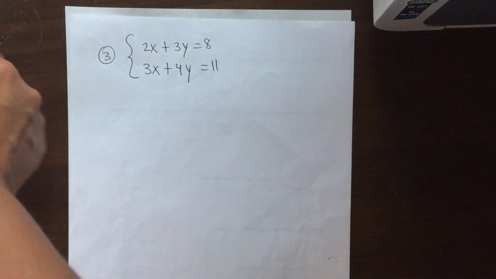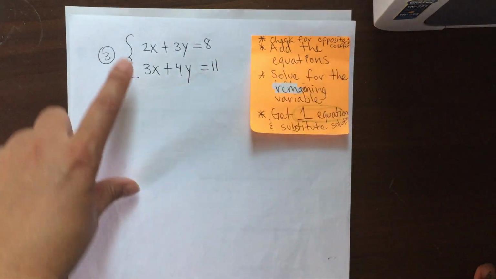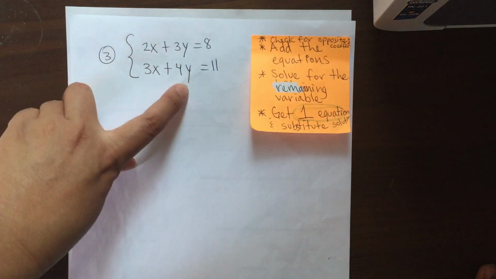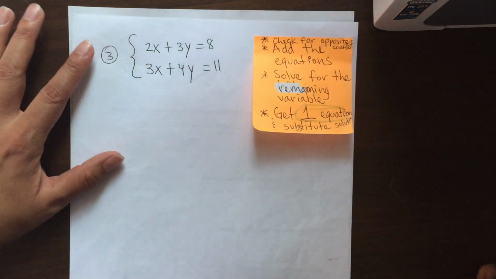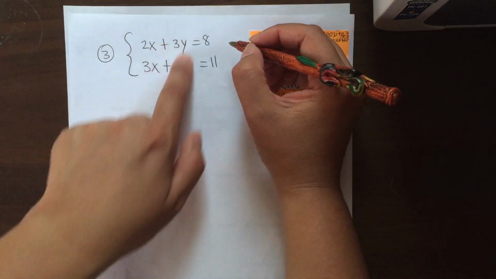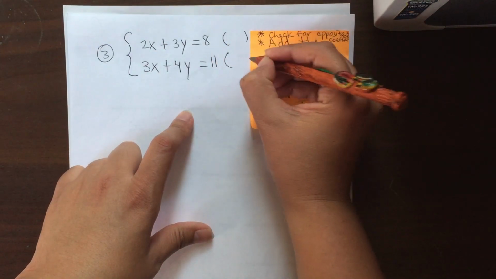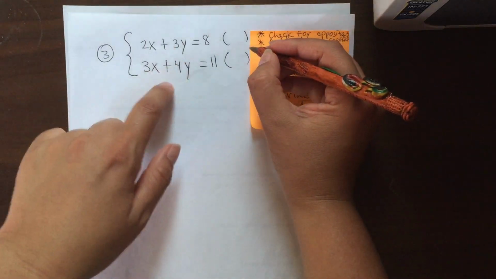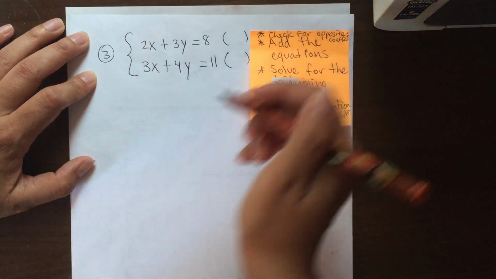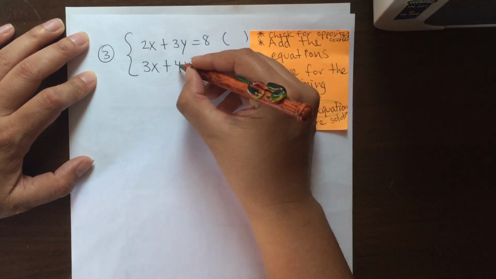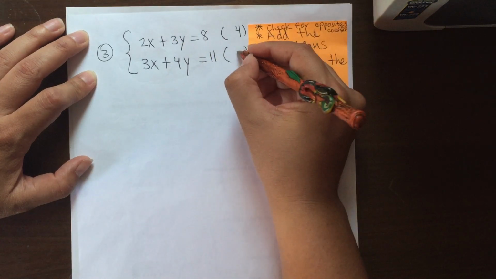Okay, let's do another one. Check for opposite coefficients. No, no. So how can I make opposite coefficients? I'm going to multiply. Let me cancel the y this time. And you can decide which ones to choose. Actually, some people prefer to choose the smaller numbers. So remember, this goes to the top, this goes to the bottom.